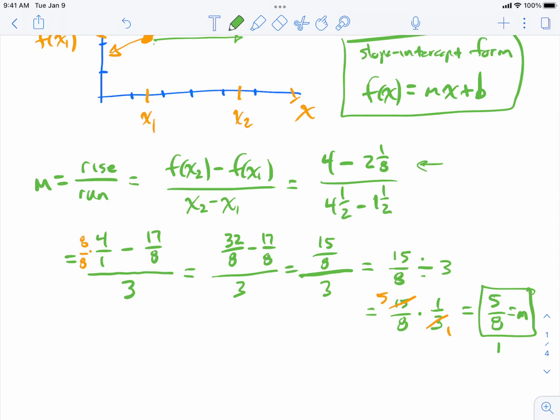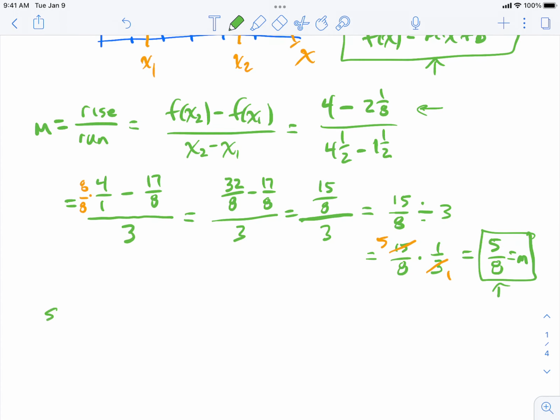Well, I got the m. Woohoo! So remember what I was saying? f of x has to be mx plus b. Well, I know what the m is. So f of x is, the m is 5/8, x plus b. All right, I got to figure out what that b is. How am I going to find the b? How the heck am I going to find the b?